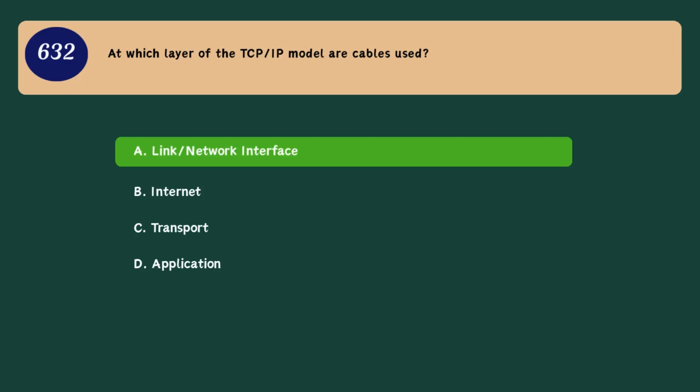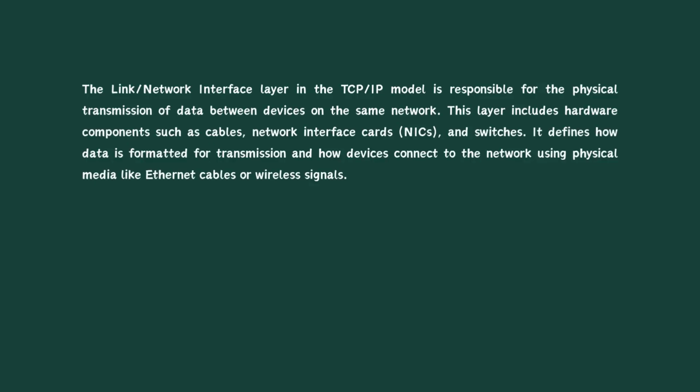Correct answer. A. Link network interface. The link network interface layer in the TCP/IP model is responsible for the physical transmission of data between devices on the same network. This layer includes hardware components such as cables, network interface cards, and switches. It defines how data is formatted for transmission and how devices connect to the network using physical media like Ethernet cables or wireless signals.